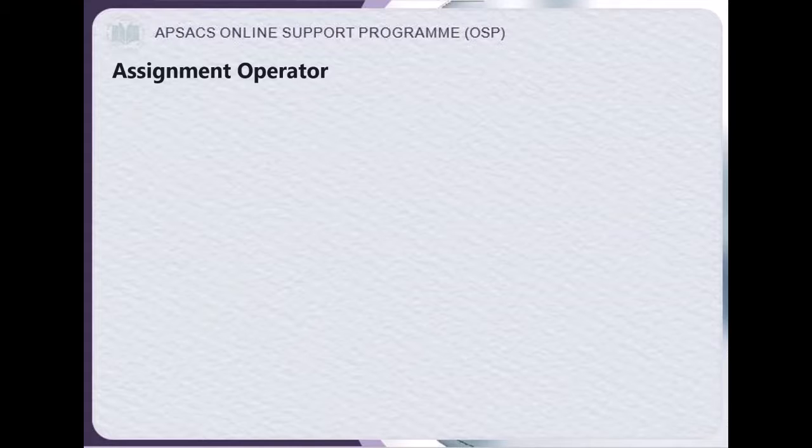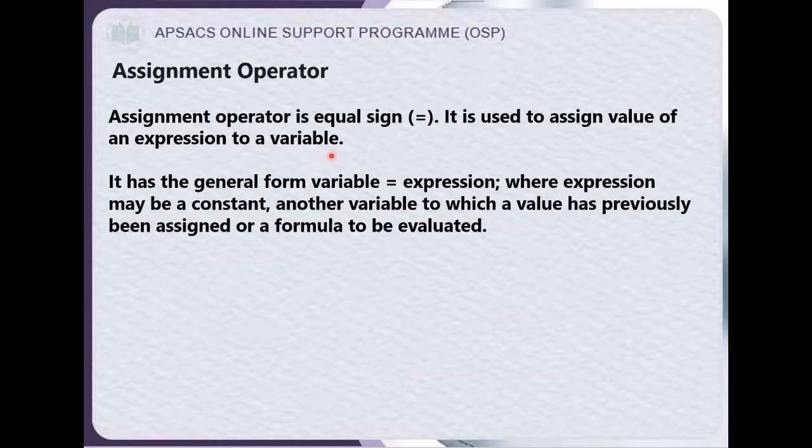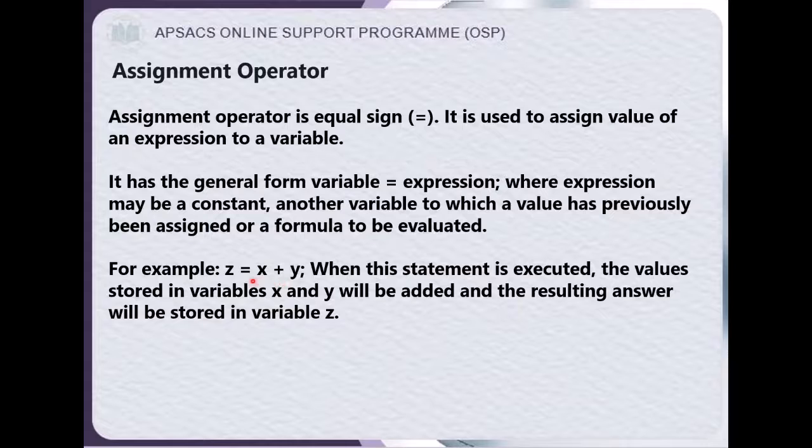Assignment operator. Assignment operator is the equal sign. It is used to assign the value of an expression to a variable. It has the general form variable = expression; where expression may be a constant, another variable to which a value has previously been assigned, or a formula to be evaluated. For example, z = x + y. When this statement is executed, the values stored in variables x and y will be added and the resulting answer will be stored in variable z.